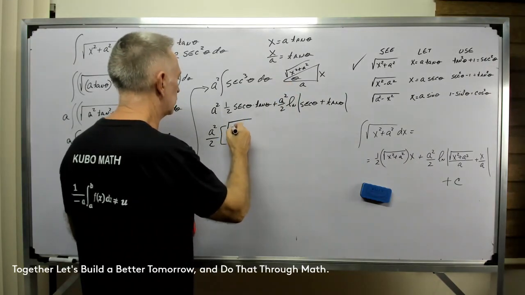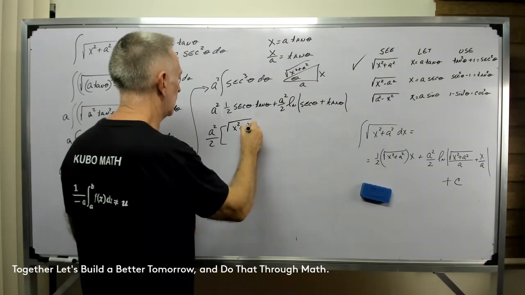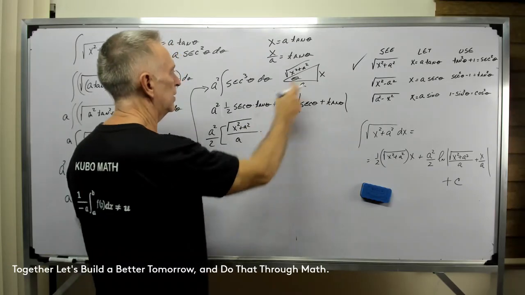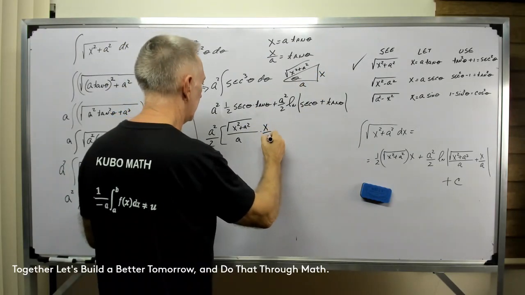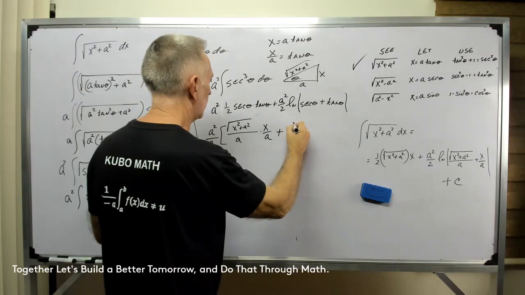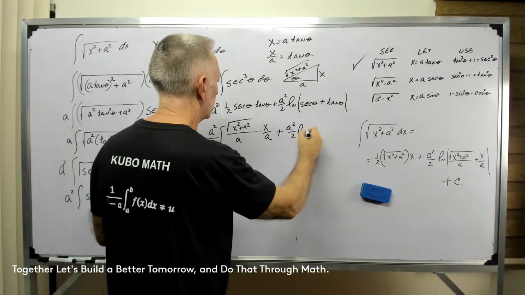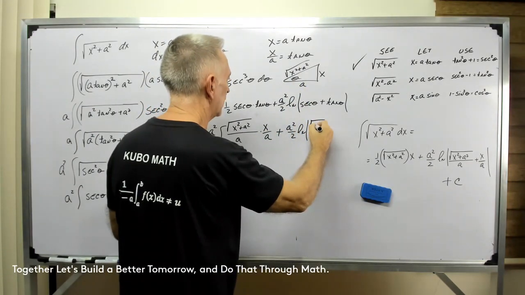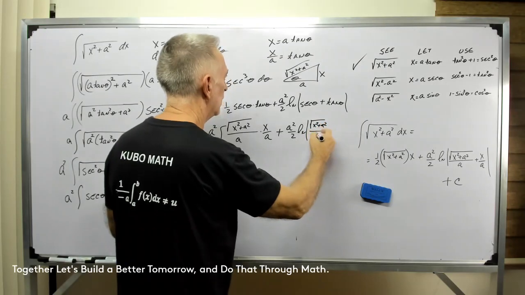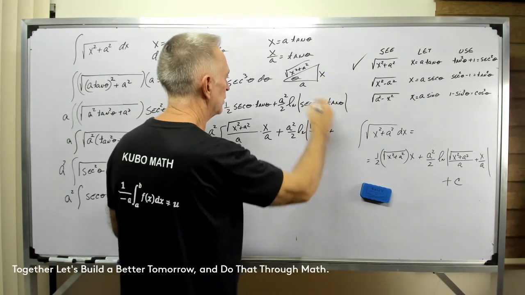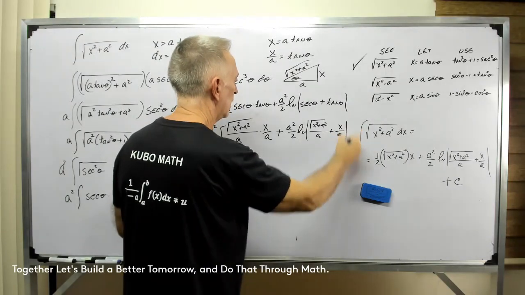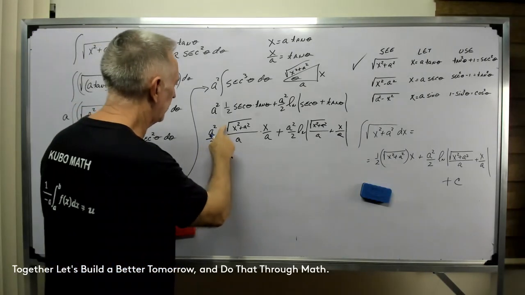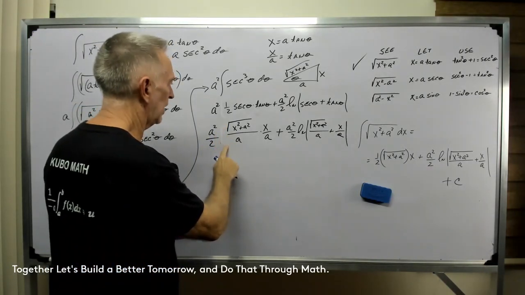So this would be the square root of x squared plus a squared over a times tangent theta, which was x over a, plus a squared over 2, the natural log of the absolute value of secant theta, which is the square root of x squared plus a squared over a, plus tangent, which was x over a, and the absolute value sign closed. All right, so what do we have here? I didn't need that bracket, did I?